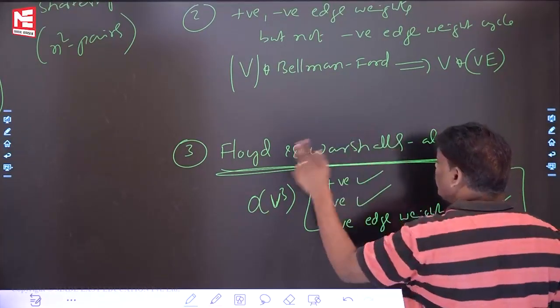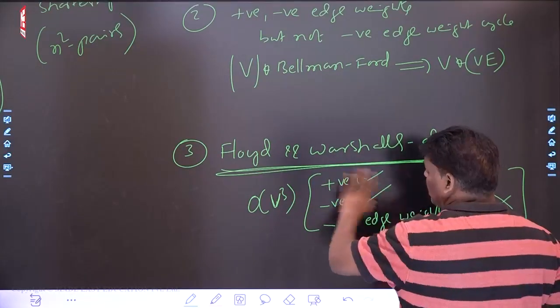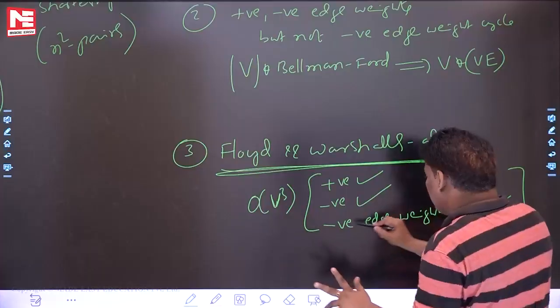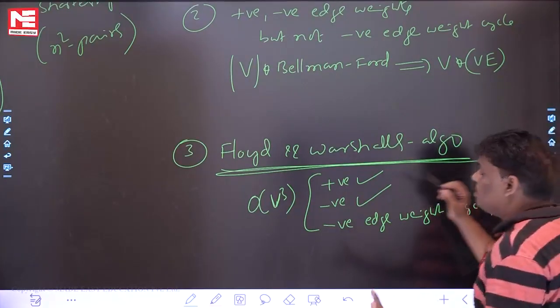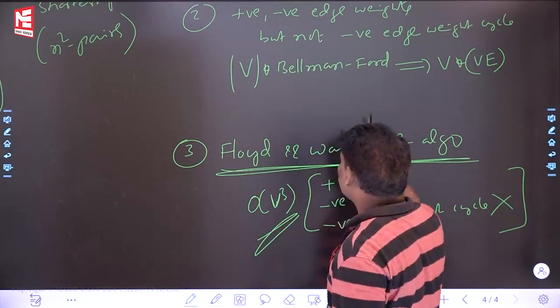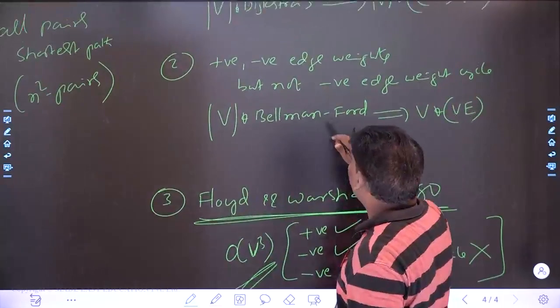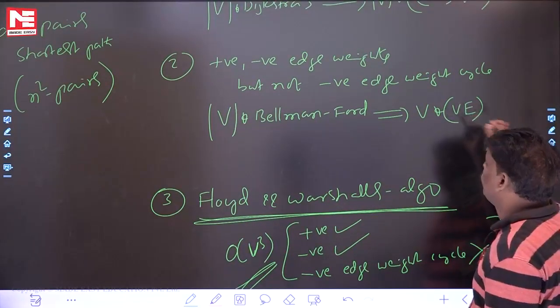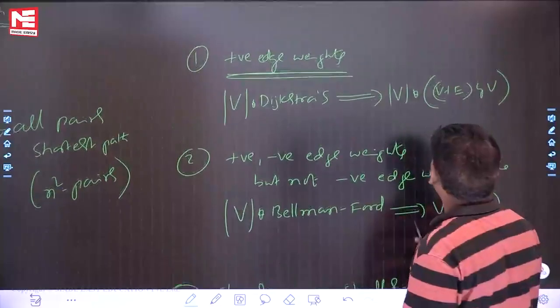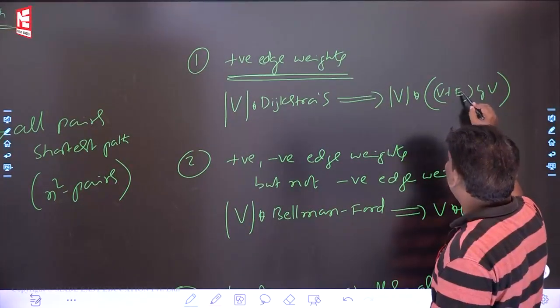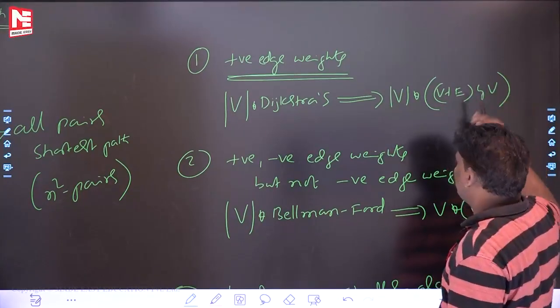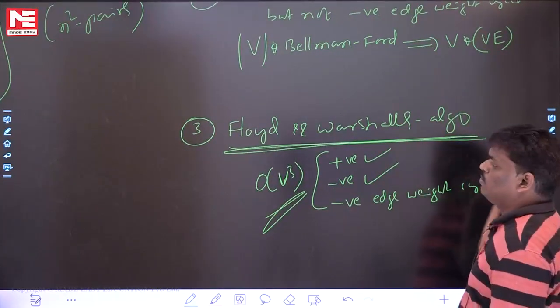Floyd-Warshall's algorithm finds all pair shortest path in a graph which contains positive edge weights and negative edge weights, but not a negative edge weight cycle. Time complexity is V cube only. But some people are asking, then what about Bellman-Ford? Bellman-Ford worst case, if at all E value is V square, it is V cube log V in the worst case. But this will take only V cube.